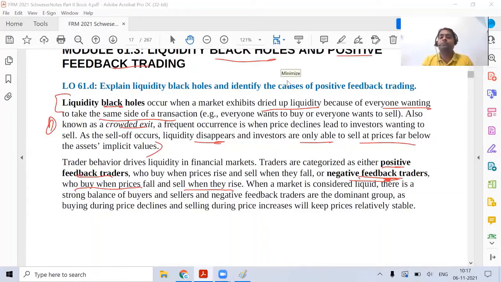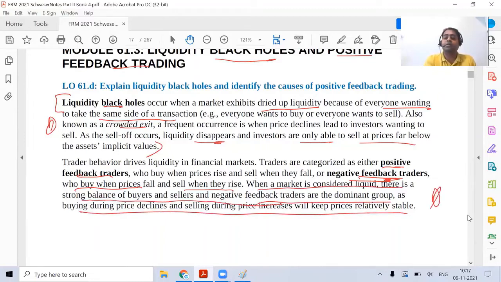Yes, it can also be termed as momentum. Positive feedback traders can also be called momentum traders. When the market is very high, they buy. When the market is very low, they sell. Okay, and ideally what should happen is, in a normal market, both positive and negative feedback traders should be in sync. Because if one group is dominant, suppose the positive group is dominant, then the market will move fast in a direction. When the market is considered liquid, this is important. A strong balance of both traders as a group is needed to keep the market stable.